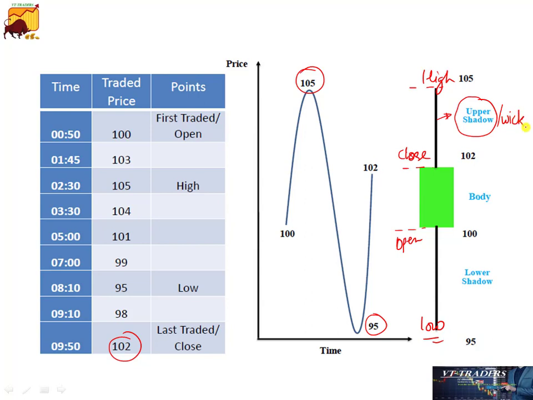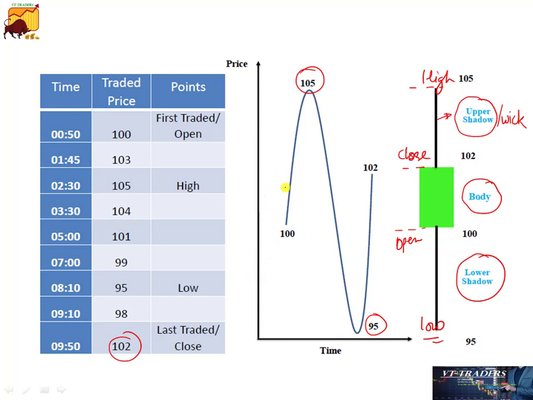It is also called the wick. The green color shows the body. It is called the body of the candle, and this is called the lower shadow, or the lower wick. Got it? This way the prices are moving, changing with respect to time, and the candlestick forms.